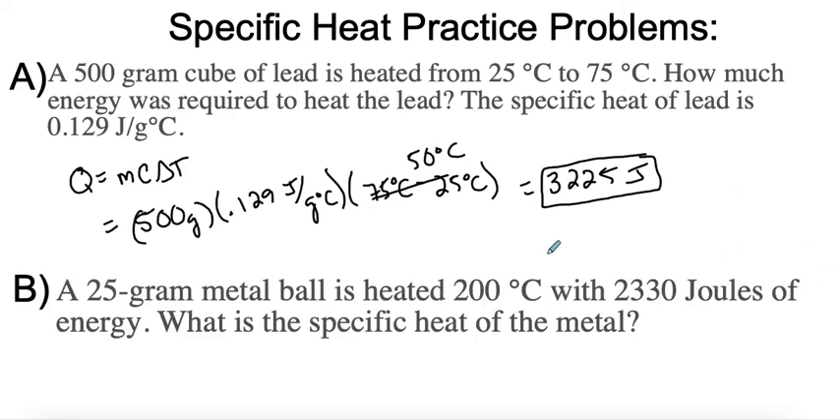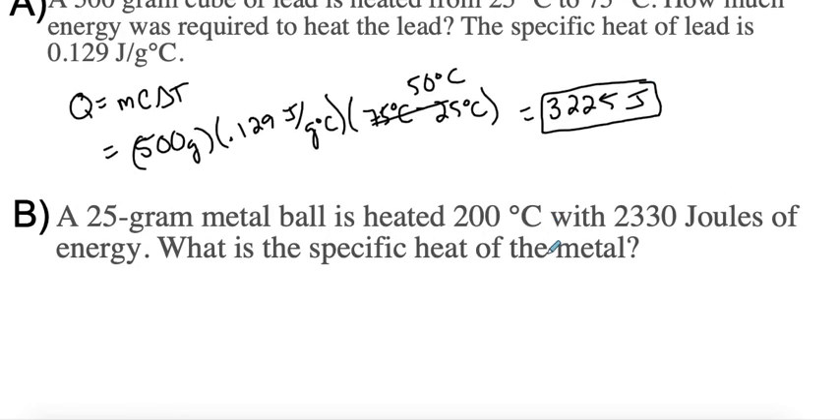So let's try another one here. A 25 gram metal ball is heated 200 degrees Celsius with 2,330 joules of energy. What is the specific heat of the metal? So this one, it says it's heated 200 degrees, so this is going to be the change in temperature. I heated the thing up 200 degrees more than what it was before. And then this is how much energy we used to heat it up, so that's Q. And then that's just our mass. So we're going to have to find the value for C.